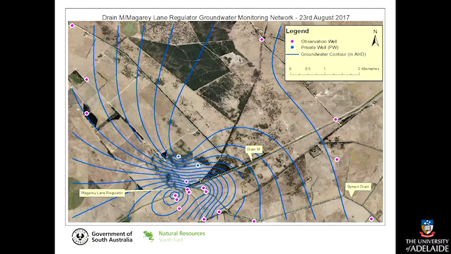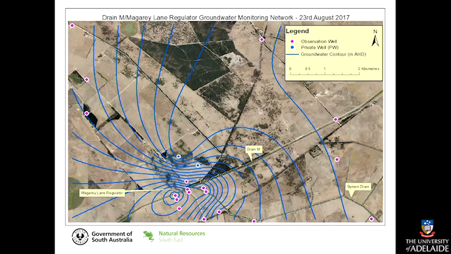So the next step of the investigation was to produce a time series of contour maps to look at the influence that the regulator and the surface water level in the drain is having on the local groundwater system, and use this to give a bit of a bigger picture of the area. And so this is in winter.